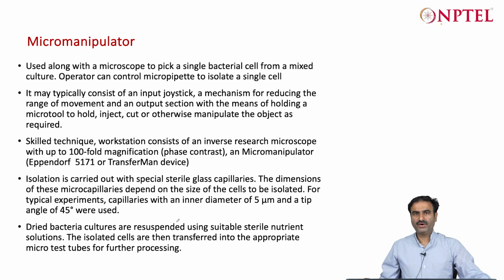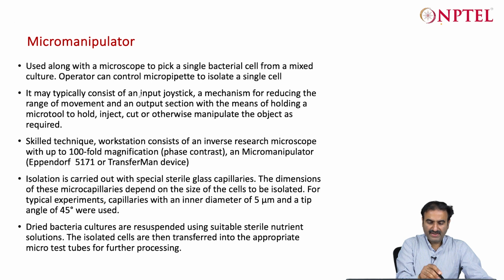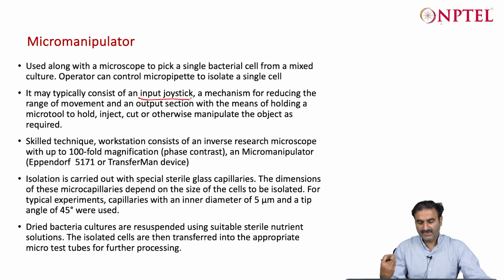One good way of separating or sorting the cells is micromanipulator, where you can do this manually. So basically this is more useful for bacterial cells which you can pick under the microscope. So you can operate the micropipettes which can capture the single cells, right? A micromanipulator typically has a joystick and a mechanism for reducing the range of movement, and then you can hold that micropipette or the microcapillary to pick the cells one by one.